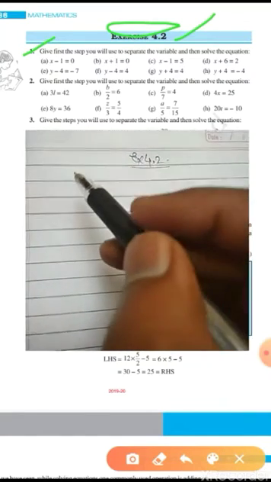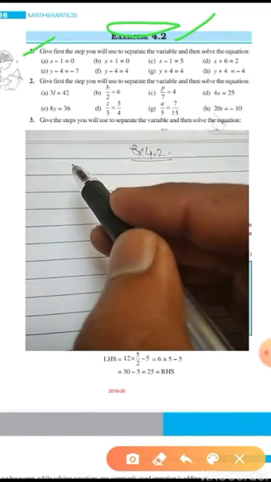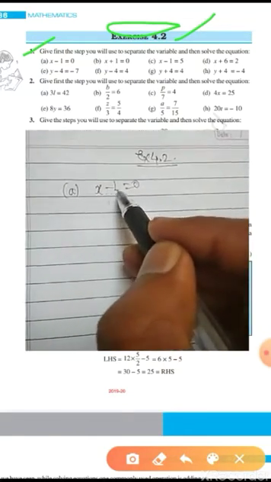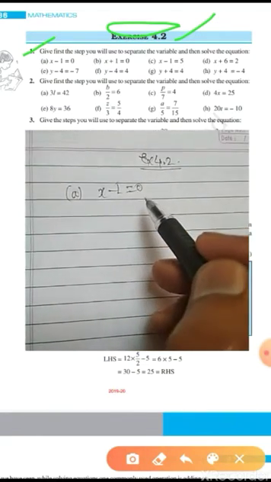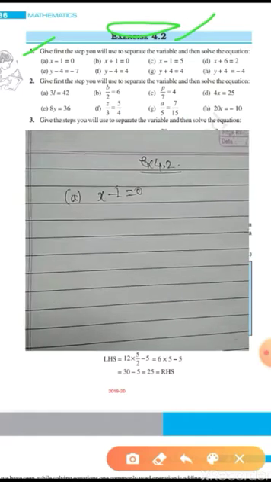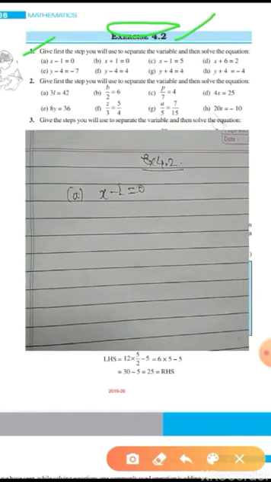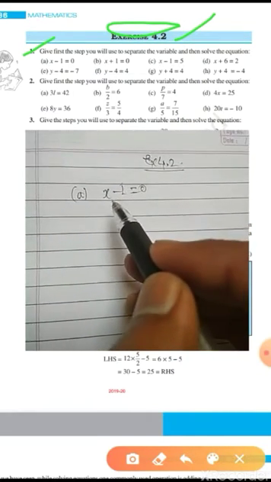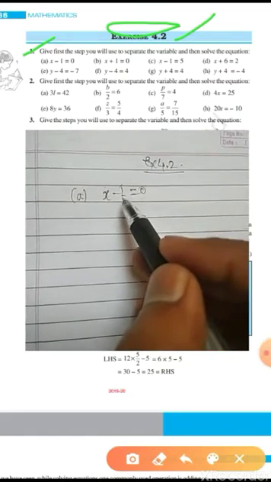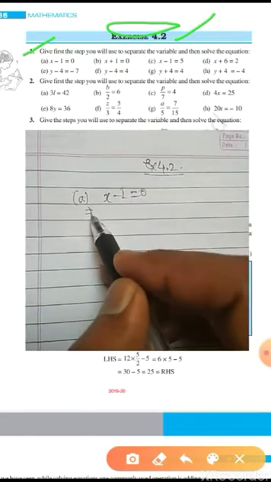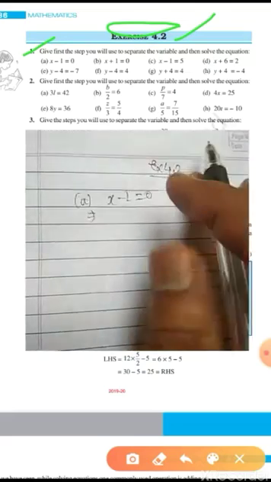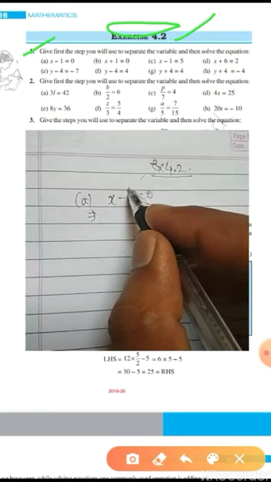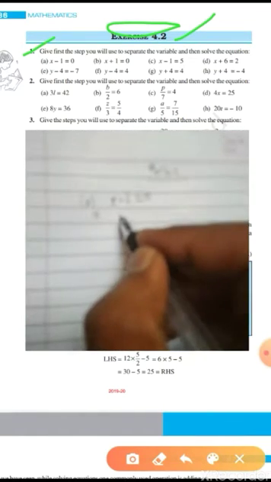So what is the first question of question number 1? A: x minus 1 is equal to 0. What will be the first step you will use to separate the variable? Separate the variable means you should keep the variable on one side only. Okay, so here minus 1, here 0. If we add 1 to this side, then it will be 0 and here 1. So first step is what?